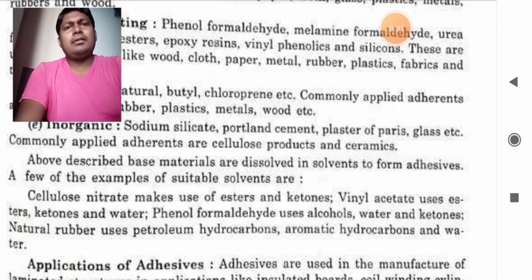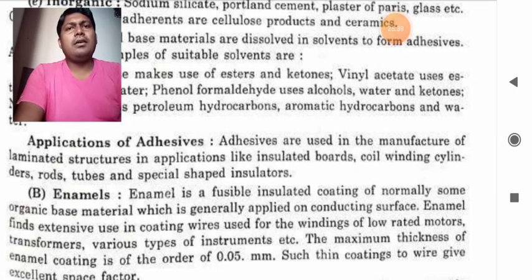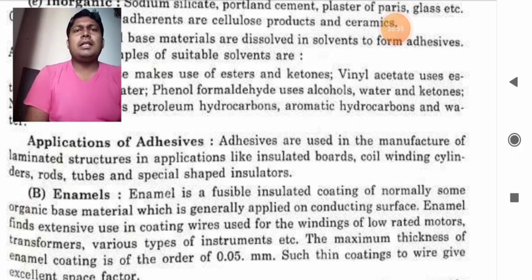Now, the application of adhesive. So, here the adhesives are used in the manufacturing of laminated structures in applications like insulated boards, coil winding cylinders, rods, tubes, and special shaped insulators. So these are the applications of adhesives. Now we will discuss enamels. Enamel is a fusible insulated coating of normally organic base material which is generally applied on conducting surfaces.